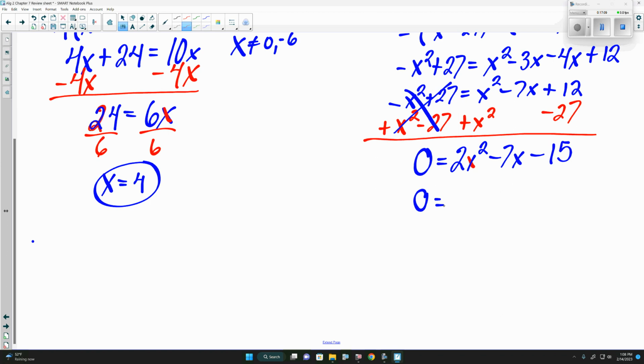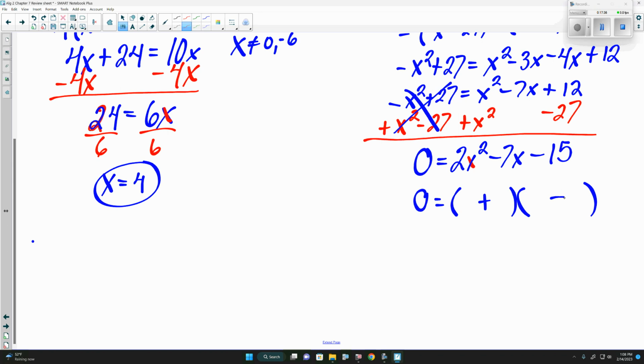For this, we could try to graph 2x squared minus 7x minus 15 in the graphing calculator and see if we do get two solutions, and we will. However, one of them is going to be fractional, because if there was a greatest common factor of 2, we could have factored it out. But unfortunately, we can't. Since the 15 is negative, our signs are opposite.